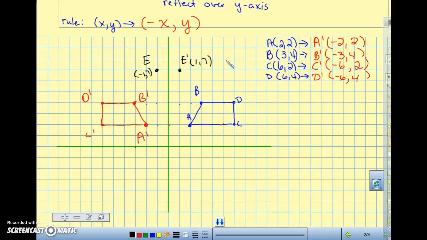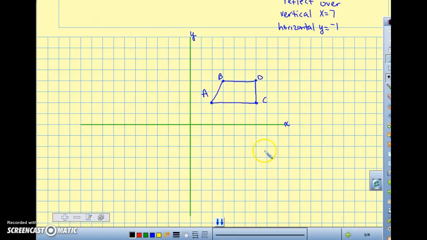Okay, then we can also reflect over some lines, any line really. We're going to look at horizontal and vertical next. So we're going to reflect over the line x equals 7. X equals 7 is a vertical line that goes through the x-axis. Okay, so 1, 2, 4, 5, 6, 7. So we're doing this line. You're going to reflect over that line, x equals 7.